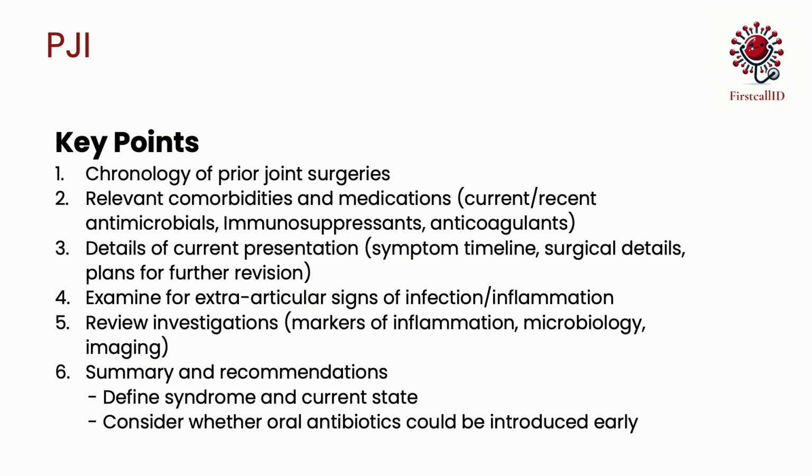We want to understand the details of the current presentation in terms of the symptom timeline, the details of the recently performed or planned surgery, and if there's any plans for future revisions down the road. In addition to our general assessment and assessing the affected joint, we'll examine for extra-articular signs of infection and inflammation. We'll review the general investigations, but also pay attention to markers of inflammation, both the current and prior microbiology, especially of the affected joint, and reviewing the imaging. And from this information, we'll provide our summary and recommendations in which we define the syndrome and the current state. And also, we'll consider at this point early on whether oral antibiotics could be introduced early in their course.